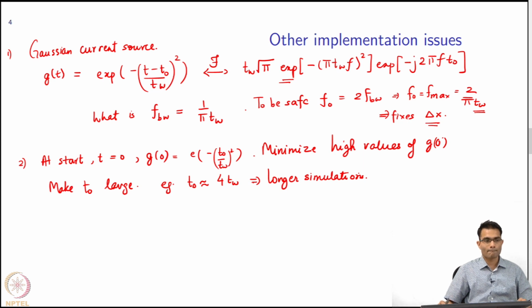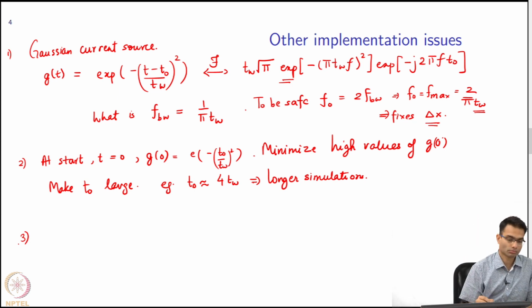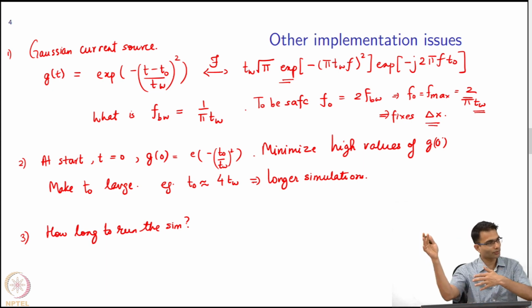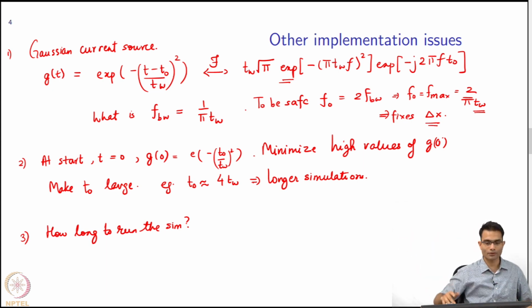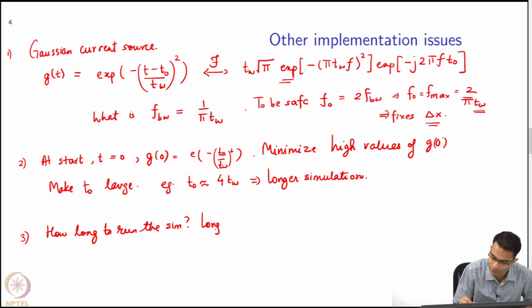Okay. And the final thing to keep in mind is, we have not spoken about how long to run the simulation for. How long should it be? Similarly, you should go for an equal amount on the other side of your T naught. So, we said 4 TW before the pulse maxima and another 4 TW after the pulse maxima. So, the answer is long enough.